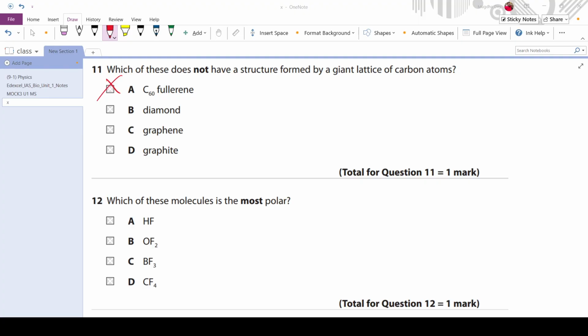And obviously, the answer for the next one will be HF. The most polar, considering what? Most polar is electronegativity difference, isn't it? This one is the lowest, this one is the highest. Obviously, the electronegativity difference will be the highest. I don't think there is any confusion for this type of question. These are very simple. These three obviously have a giant covalent structure, but this does not. C60 fullerene does not. It has a simple molecular structure. Did you understand?